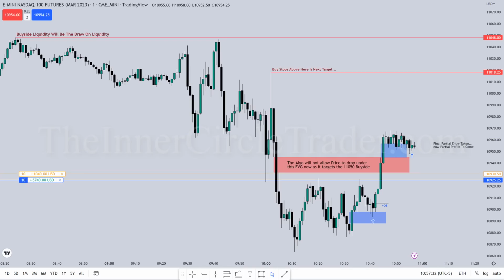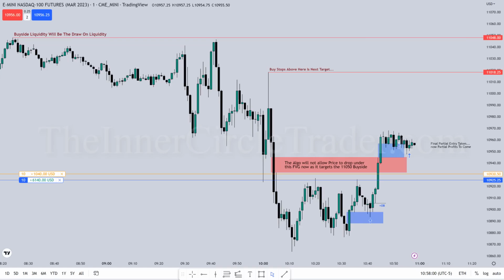10 contracts is about as much as I wanted to do with this position because it's a big position. I'm looking for like 600 ticks, and it's a pretty significant run in price. I've already highlighted the next buy stop or buy side liquidity right above that, 11,018 and a quarter.